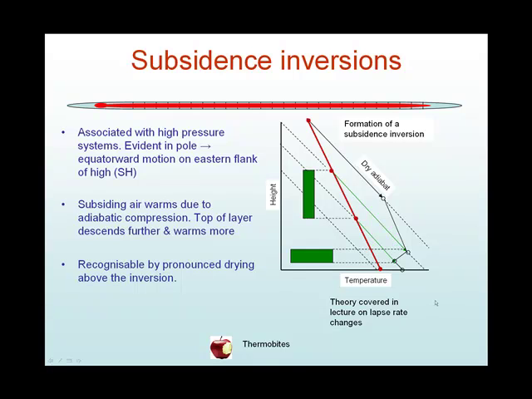In this video we examine subsidence inversions. These are inversions that form by subsiding air which warms due to adiabatic compression. The top of a subsiding layer warms more than the bottom of the layer because it descends further, and that's illustrated in the schematic on the right hand side. You can see the top of the inversion descending a long way compared to the bottom of the inversion.